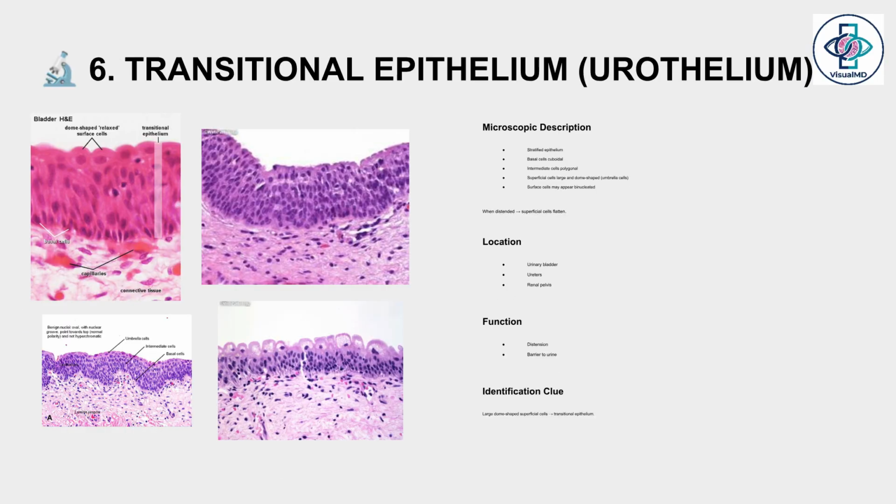Transitional epithelium, or urothelium, is a stratified tissue characterized by large, dome-shaped superficial cells. It is found in the urinary bladder and ureters, allowing for distension.